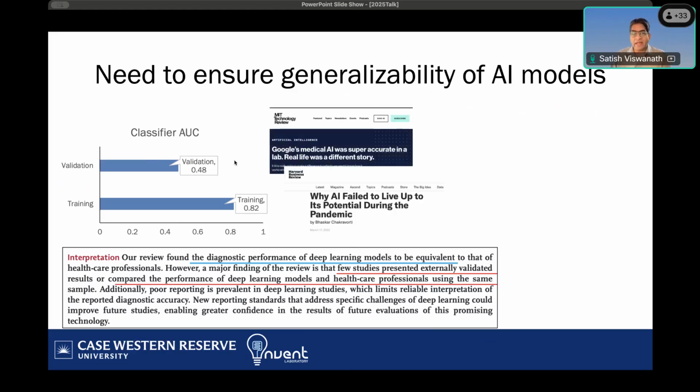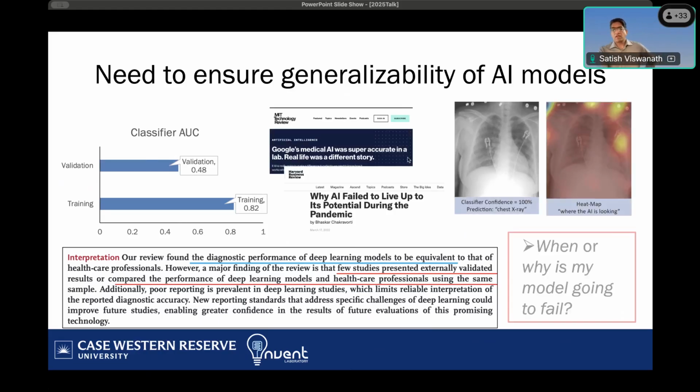And then you start to get headlines. AI is not really living up to its promise. Or if we try to classify chest X-rays, it doesn't actually look at the chest. It looks at random leads all over the image. So why is the model going to fail? How do we start to account for those factors? How do we make sure the model is actually going to generalize becomes a key question.